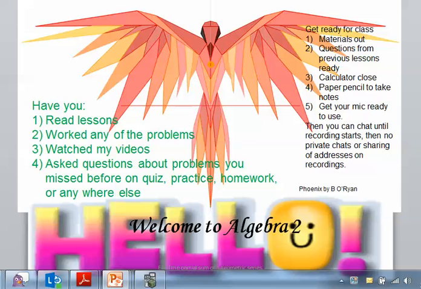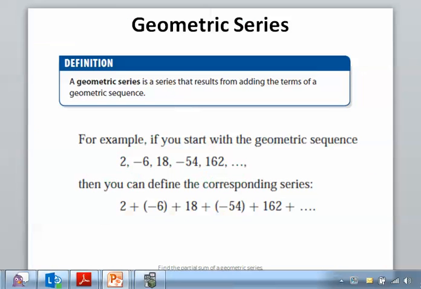What we're going to be looking at that's slightly different this time is the geometric series. Now the geometric sequence, if you remember it correctly, has a common ratio between every one of the terms. Like in this example, I had to multiply times a negative 3 to get to this one, and times a negative 3 to get to that one, and times a negative 3 to get to that one.